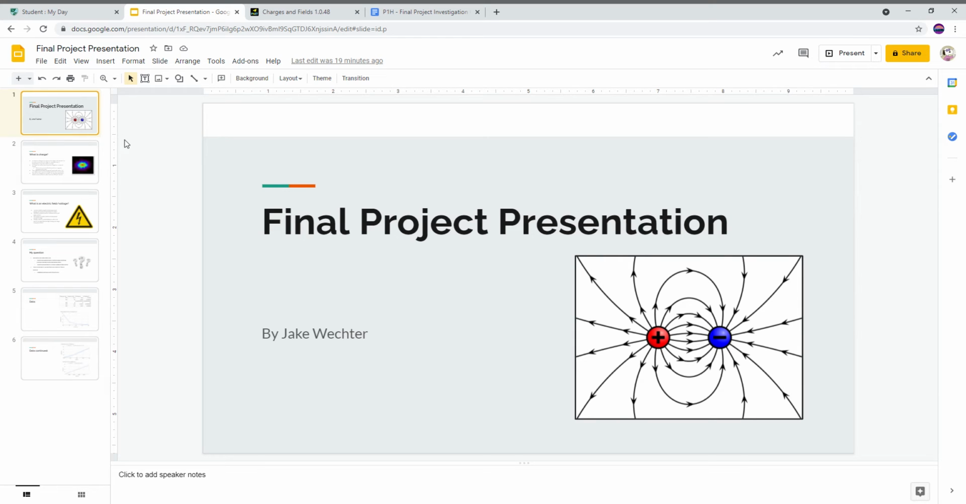Hello, this is my final project presentation. The PhET simulator I chose to use was the one on charges and fields. I'll show that in a moment after I give a brief explanation.